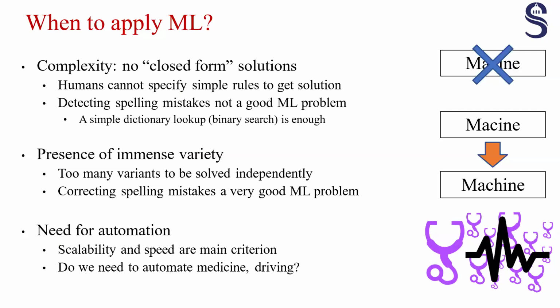So, wherever we develop a model, we do not try to prepare a model where the complexity is not very high. For example, detecting spelling mistakes is not a good ML problem. You don't want to make a model which can only detect a spelling mistake. You always want to prepare a model which corrects the spelling mistakes, right?